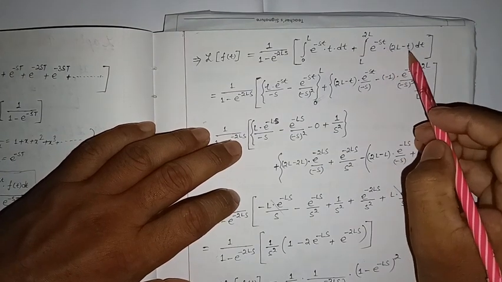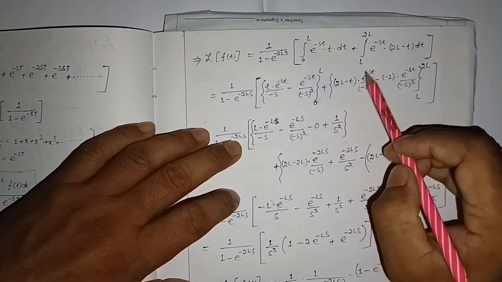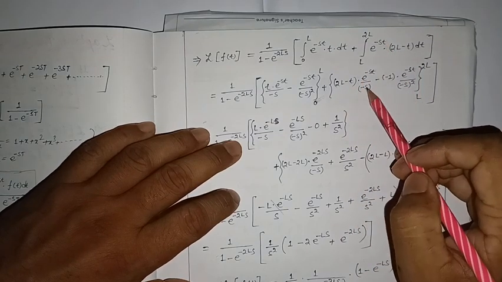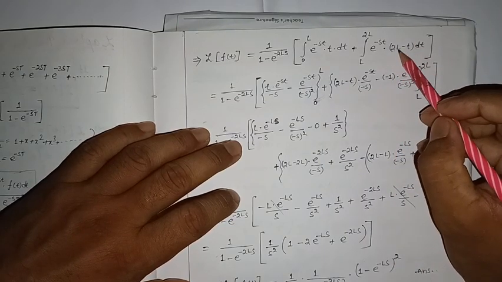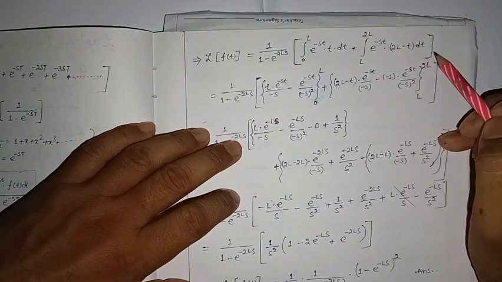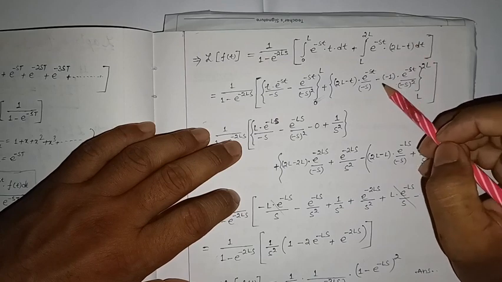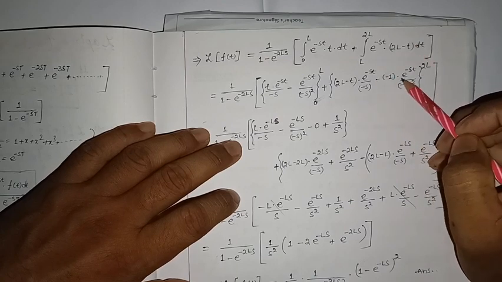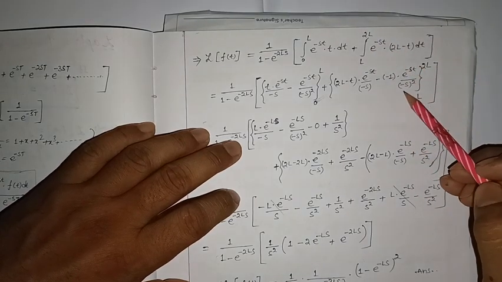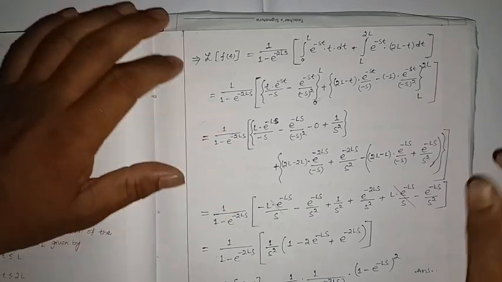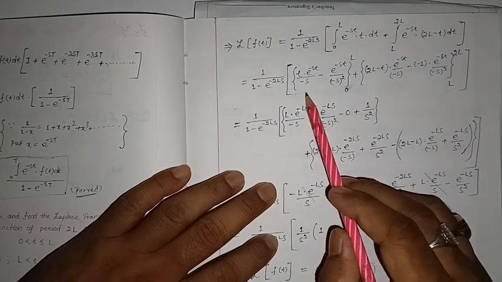Then here, 2L minus t will be considered the first function, and e to the minus st the second function. The first function is multiplied by the integral of the second, e to the minus st by minus s. Then the derivative of the first function: the derivative of 2L, being a constant, is 0, and the derivative of minus t with respect to t is minus 1. Already a minus is there, so minus into minus 1 into the integral twice of this one, e to the minus st by minus s square, with limit 0 to 2L. Carefully you have to put the limits. Here first we have to consider this one.